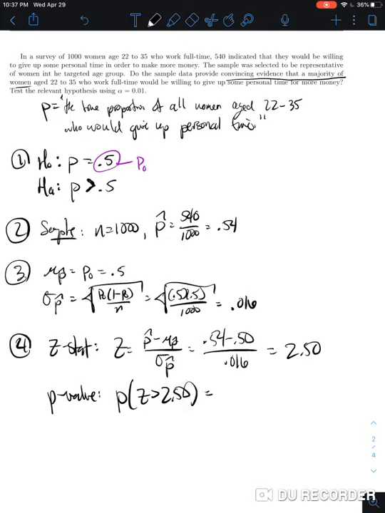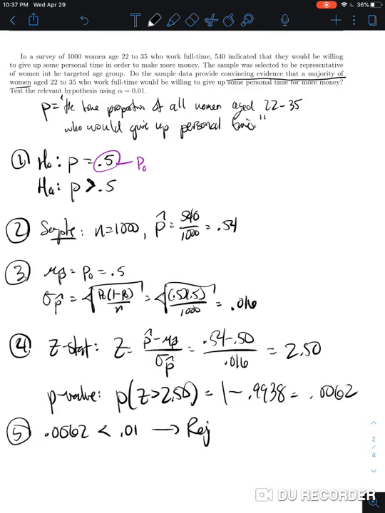And that we have to look up in the table. So if I look up 2.50 and then subtract it from 1, I would get, so this is 0.9938, so that is 0.0062. So we can make a conclusion. 0.0062 is absolutely less than the alpha value, which is 0.01, so that means we can reject the null.